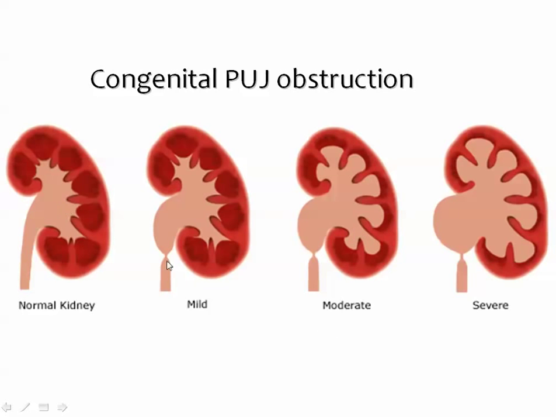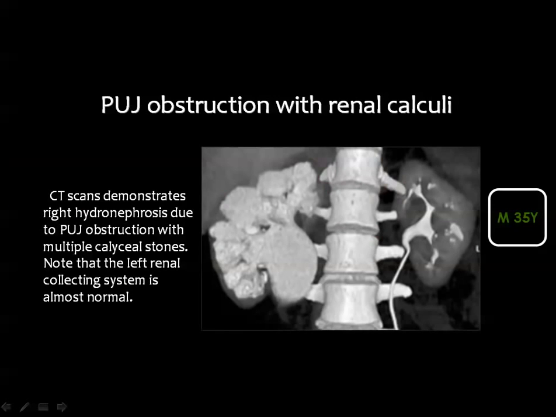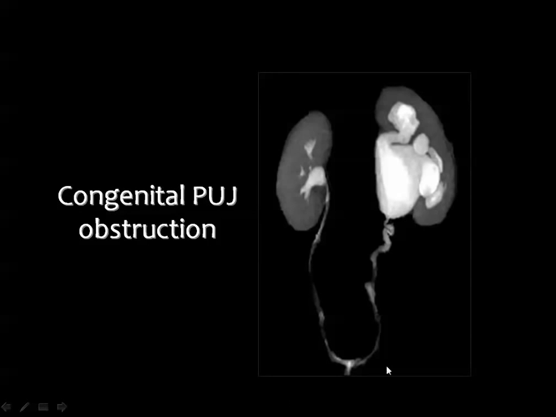This is the normal kidney, and this is a mild form, moderate form, and a severe form, where you get ballooning of the renal pelvis and the calyces as well. And this is an advanced degree of pelvic-ureteric junction obstruction on the right side, as seen by CT urography. This is the left kidney, which is normal. The right kidney, the calyces are distended, and the renal pelvis is ballooned with normal appearance of the ureter. Another case of advanced pelvic-ureteric junction obstruction on the left kidney.